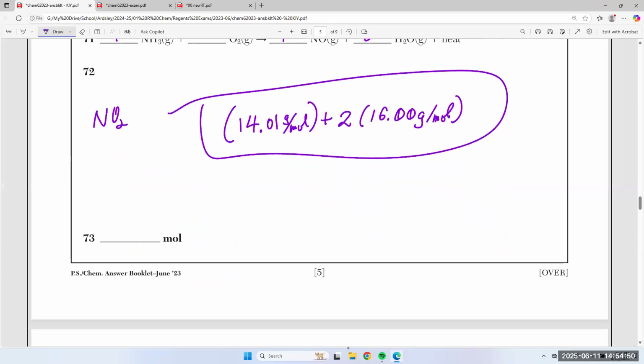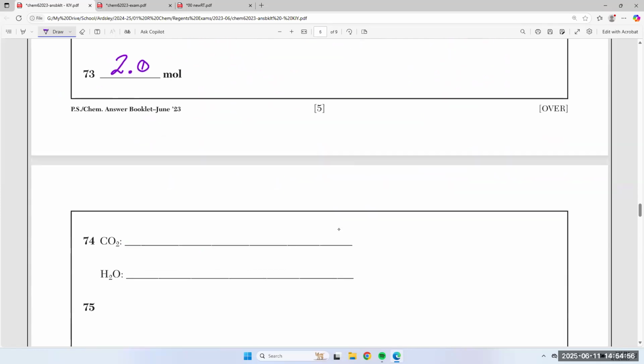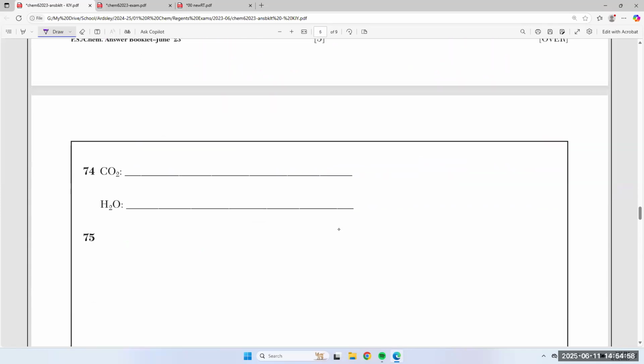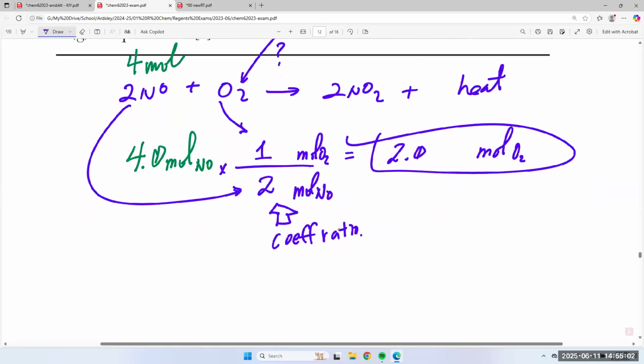So you have to go over here and put 2.0. What happens if you forget the .0? I don't think it's going to matter. Let's go to 74.